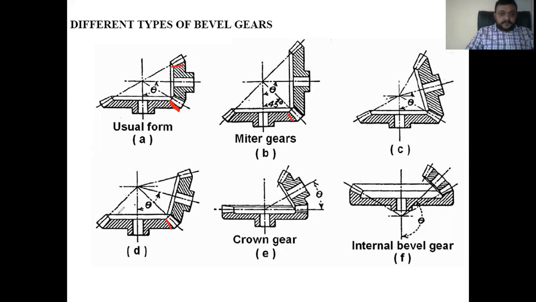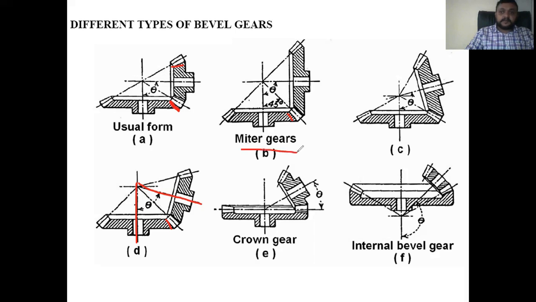So this is the one shaft. This is the other shaft. The shaft may be at any angle, and for that, to transmit the power from one shaft to another shaft, bevel gears are used, and to transmit the power between two parallel shafts, spur and helical gears are used. So this is about the usual, normal form.